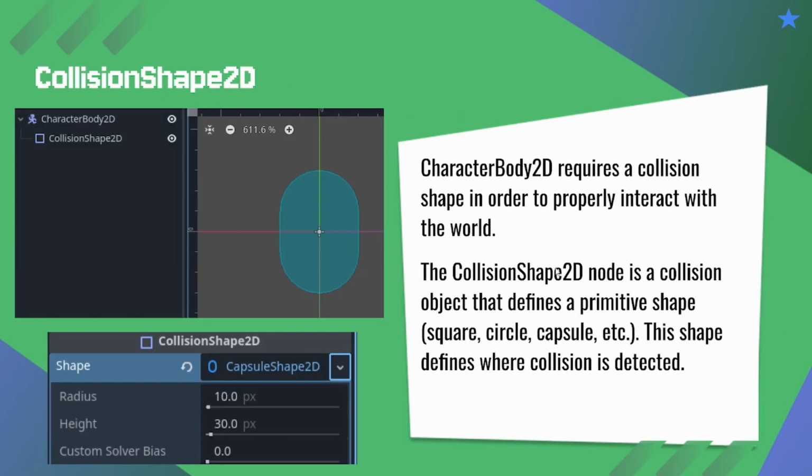Alright, you might have seen that it had a little warning symbol next to it, and that's because CharacterBody2D requires a collision shape, which is a separate type of Node2D, in order to properly interact with the world. So the CollisionShape2D node is a collision object. It defines a primitive shape, like a square, circle, capsule, etc. And this shape defines where collision gets detected.